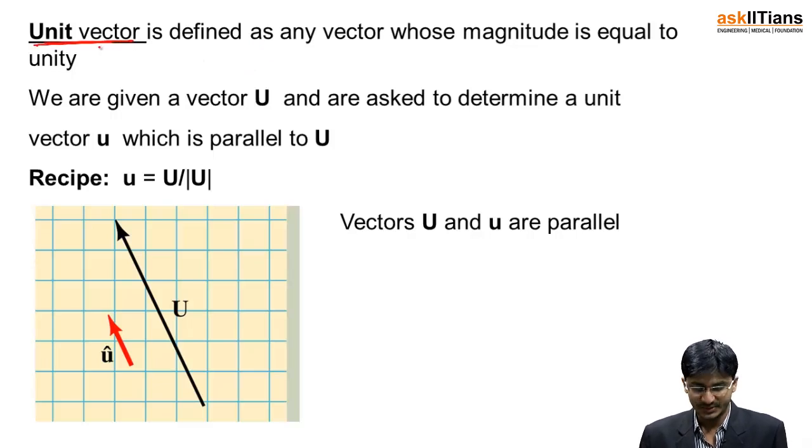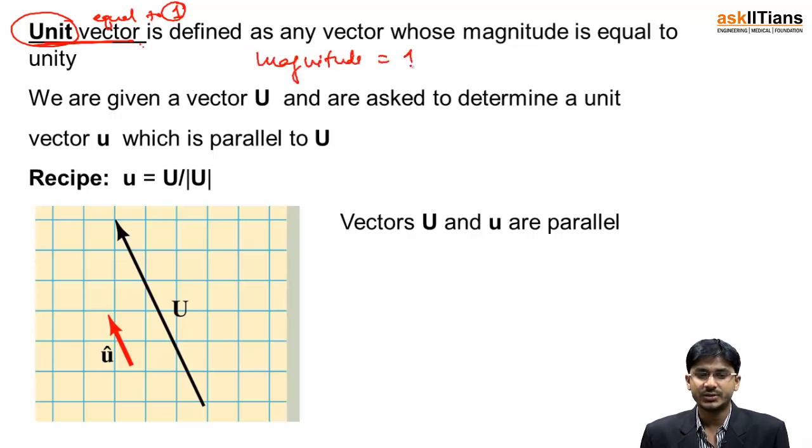Now there is a type of vector that we will be using very commonly, known as the unit vector. Now we know what a unit is. We know a unit is something that has a value equal to 1. So this is a vector that has a magnitude of 1.